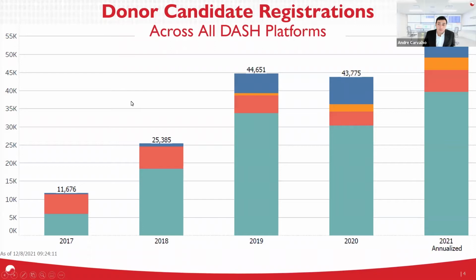We're on schedule to have over 50,000 donor registrations come through the DASH platforms, and pretty much 40,000 of these registrations are from the private label centers. So that's all of you on the line here.